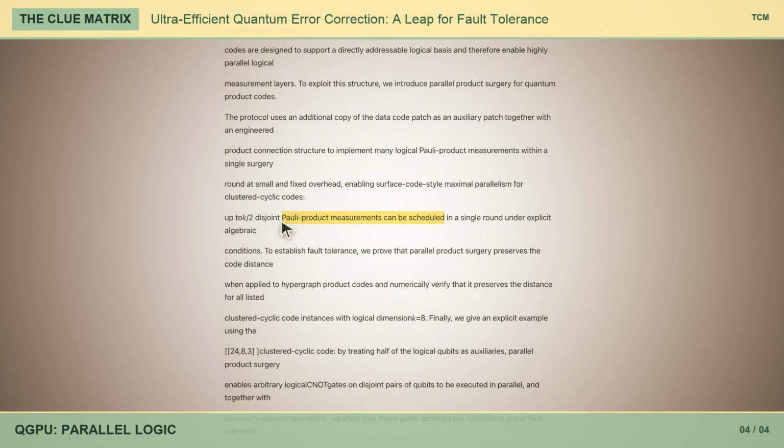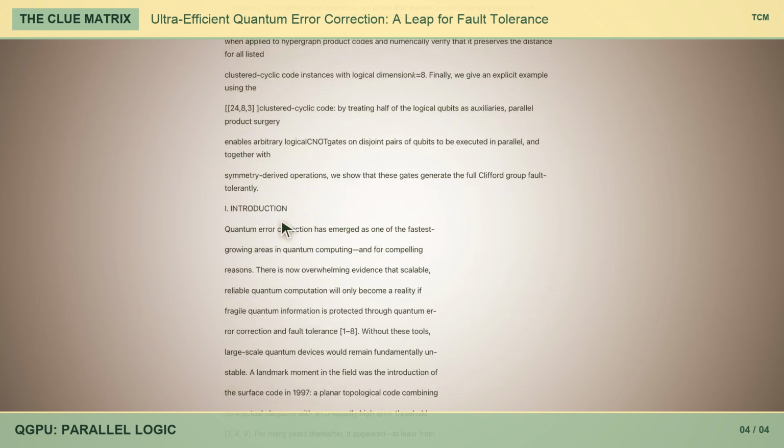Crucially, for their clustered-cyclic codes, up to k/2 disjoint polyproduct measurements can be scheduled in a single round. This matches the theoretical maximum parallelism achievable with surface codes for 2-qubit operations. Achieving surface code level parallelism with the density benefits of QLDPC codes, that's a huge win. It means faster algorithm execution without compromising on the efficiency of the encoding itself.